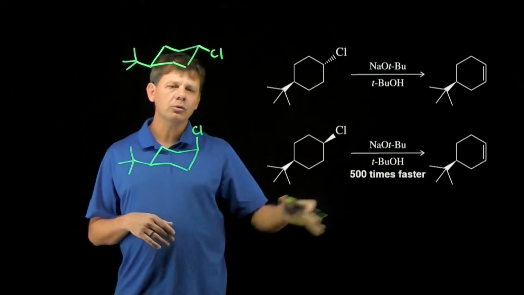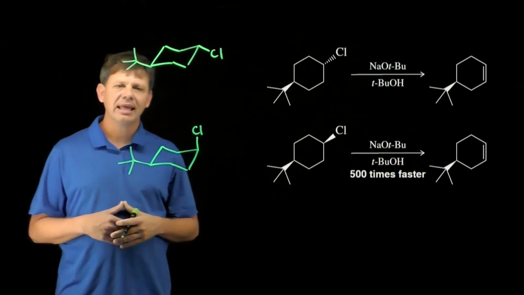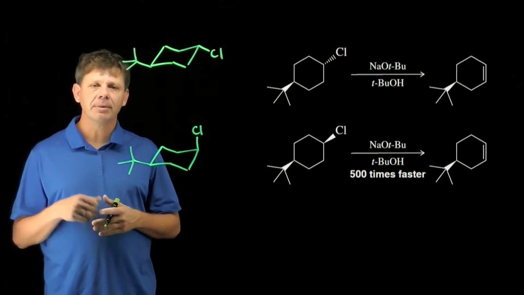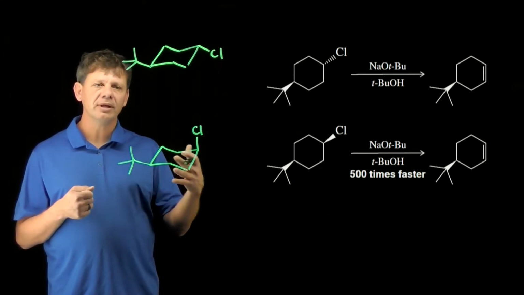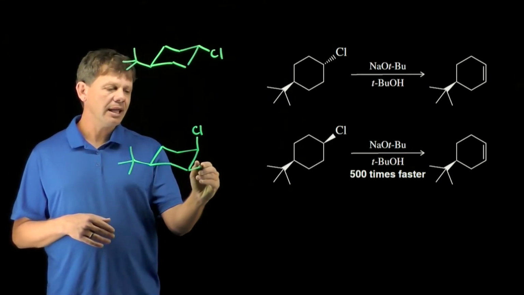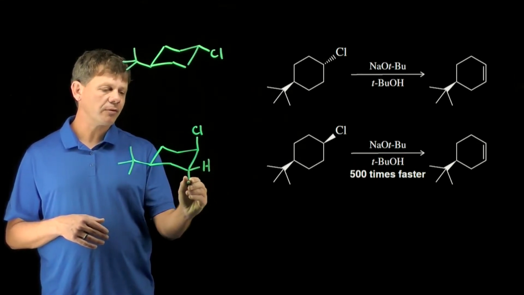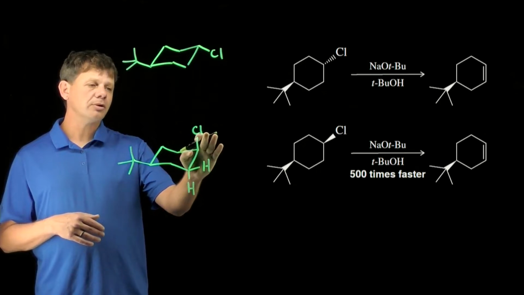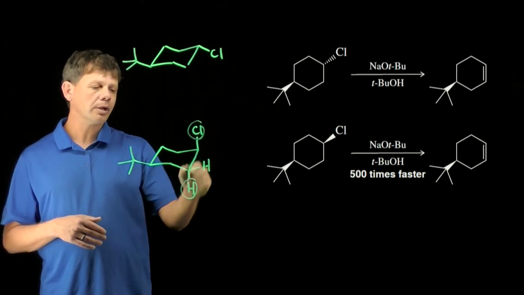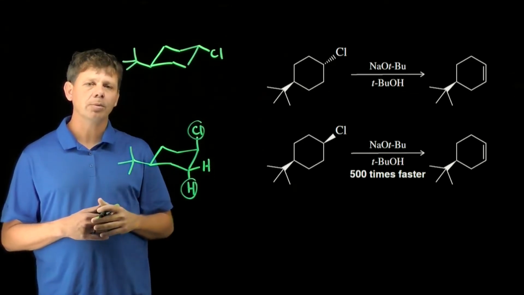Remember that in E2 elimination, we have to have an anti and coplanar relationship between the proton that's being removed and the good leaving group. Well, if we draw in the neighboring protons, let's do it from the front carbon, we notice that when the chlorine is axial, this proton and the chlorine are anti and coplanar.